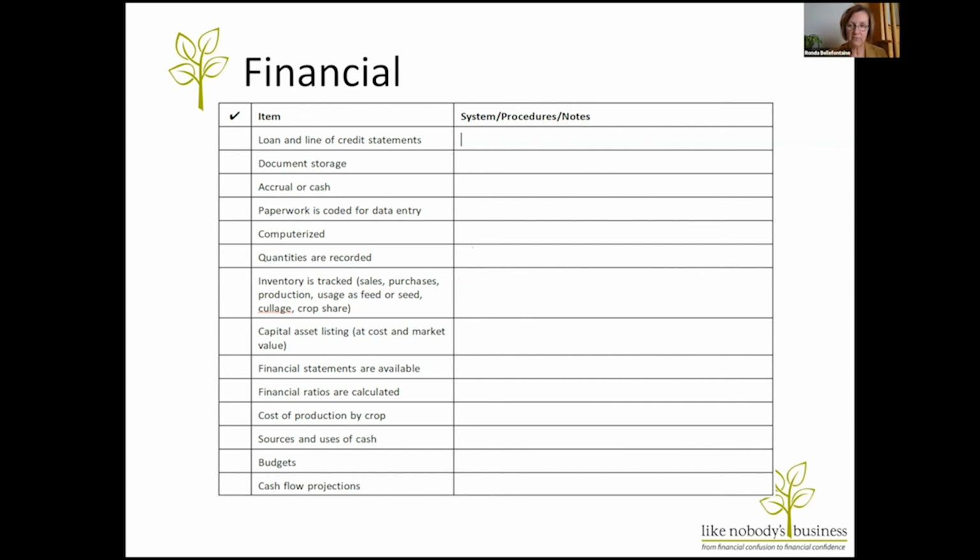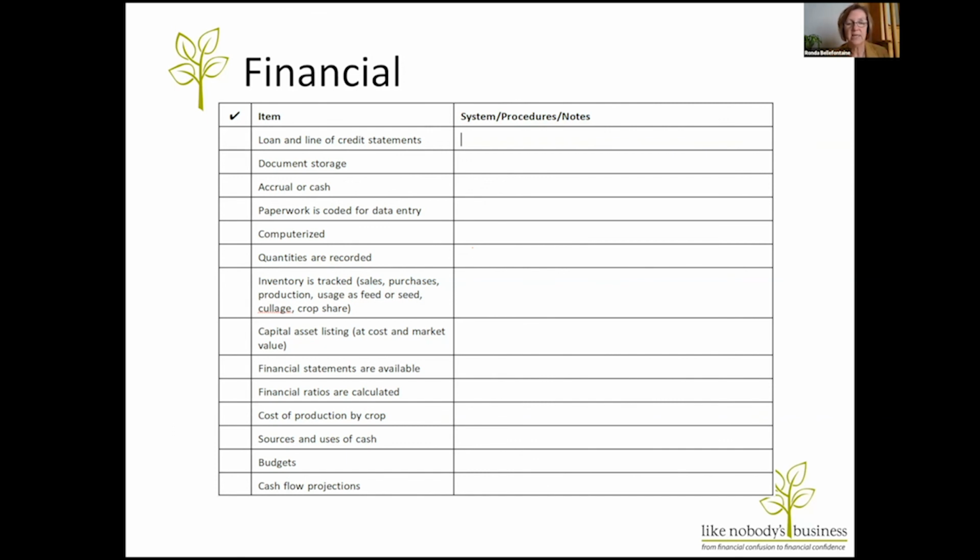If you're tracking quantities in your financial records, you know how much you've sold, you know how much you've purchased, but you also need to know how much you produced. You also need to know how much was used as feed, or how much of what you produced was used as seed. And if you're tracking inventory properly, you can get a measure of what is culled each year, so that you can see what your cullage rate has been year over year in terms of the quality of the crop. And if you do some crop sharing, inventory is important in that way as well.